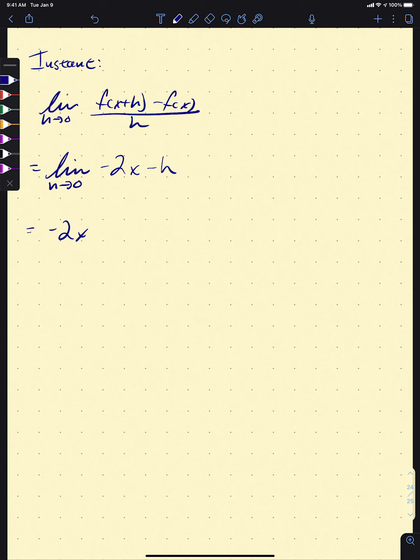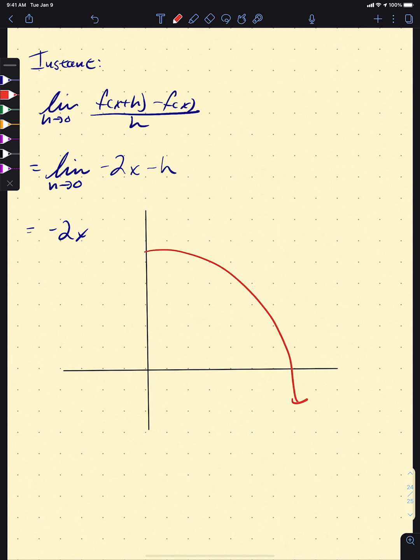This fits with what we expect, right? If you were to graph this, 144 minus x squared, you'd see something like that, okay? And this idea of a negative tangent line, it fits with what we would expect, okay?